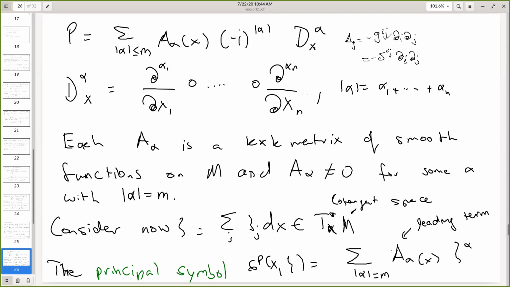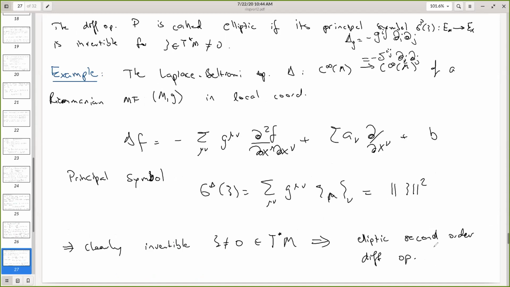The principal symbol: you look at an n-order differential operator, you take its leading term, and you take the k times k matrix there and multiply it by some vector in the cotangent space. And here is where interesting definitions come into place.